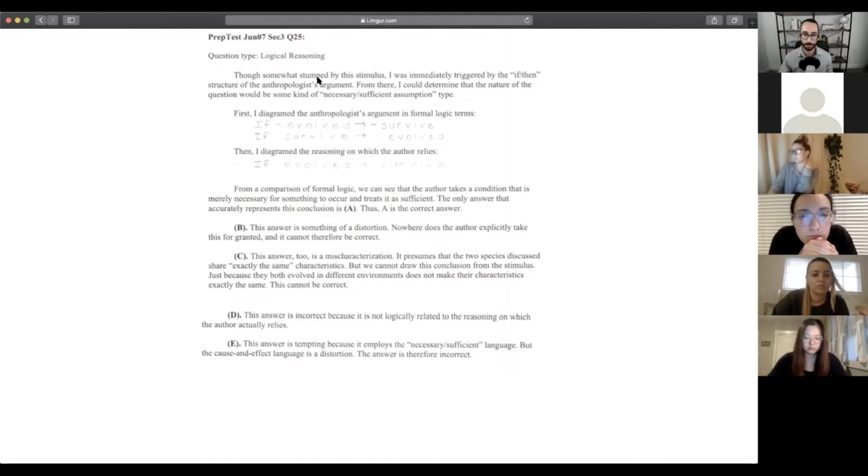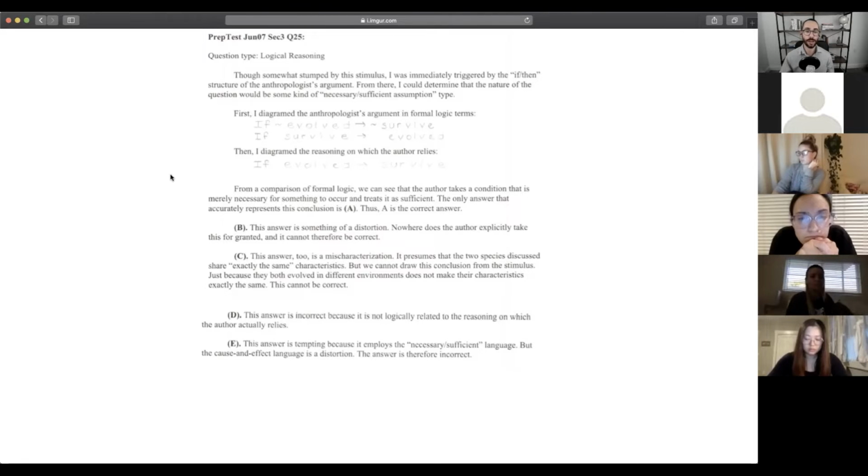The person who wrote this says the author takes a condition that is merely necessary and treats it as sufficient. And that actually is the case for this particular question. So he was right about that. The point being that if conditionality and mistaken reversals or confusing necessary and sufficient gives you trouble, then that's something you've got to work on the side, going back to basics.